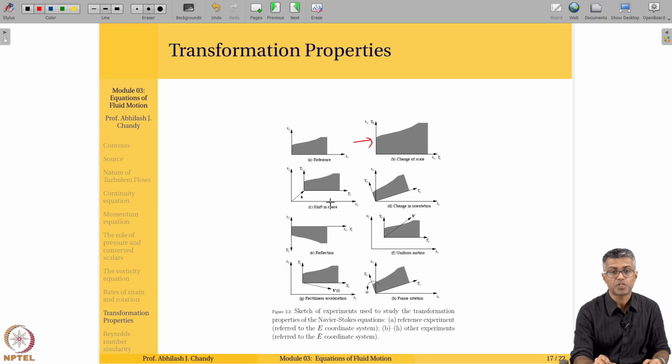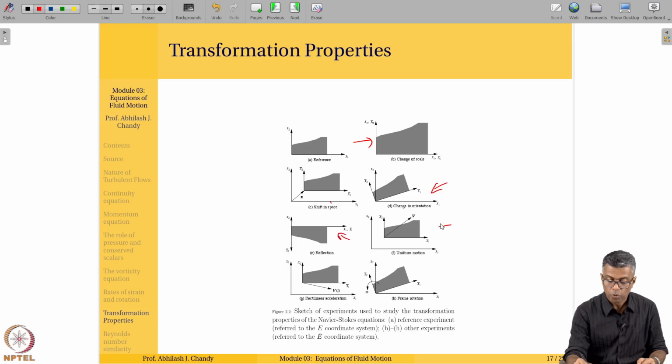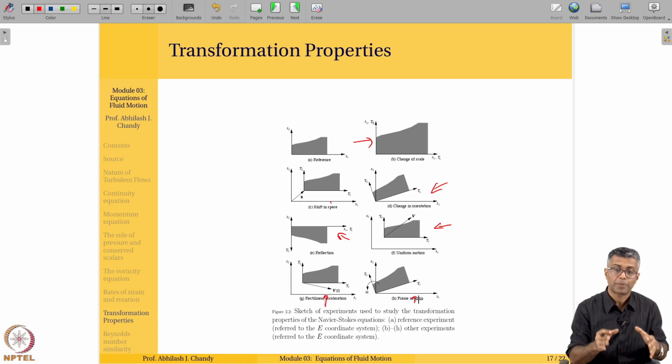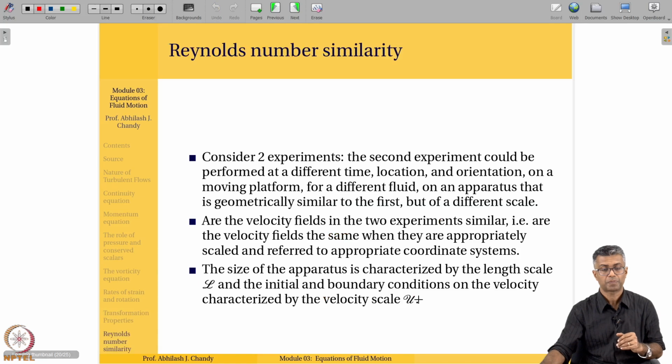What happens if you shift in space, as shown here? What happens if you change in orientation? You rotate it. What happens if you reflect it? If you have motion, what happens? If you have acceleration and if you have a frame rotation, what happens? So let's look at these scenarios and what happens to the Navier-Stokes equations in case you have these transformation properties.